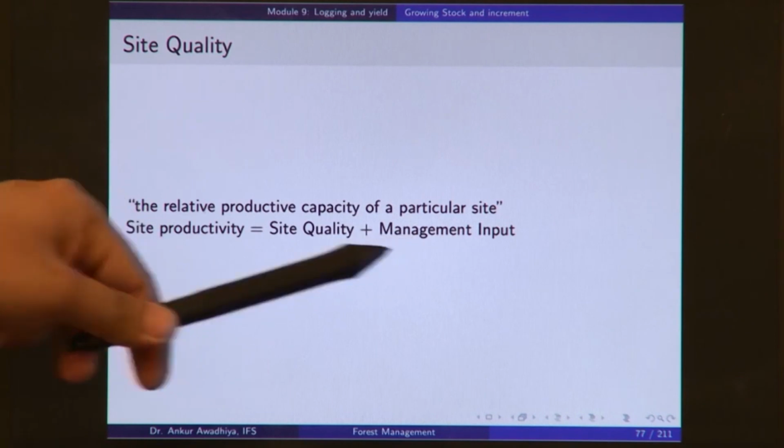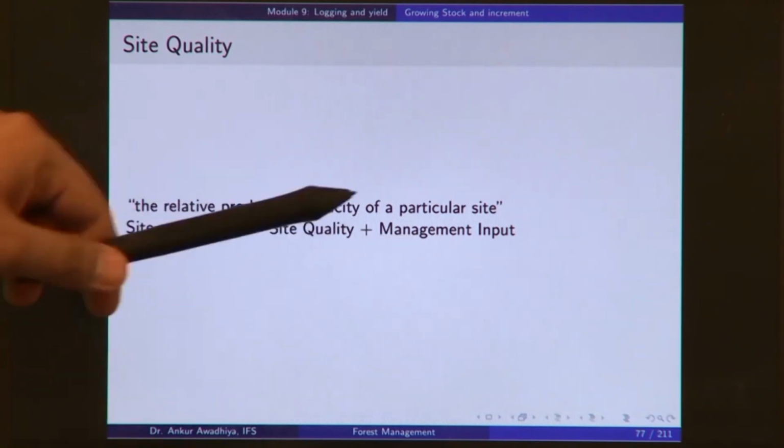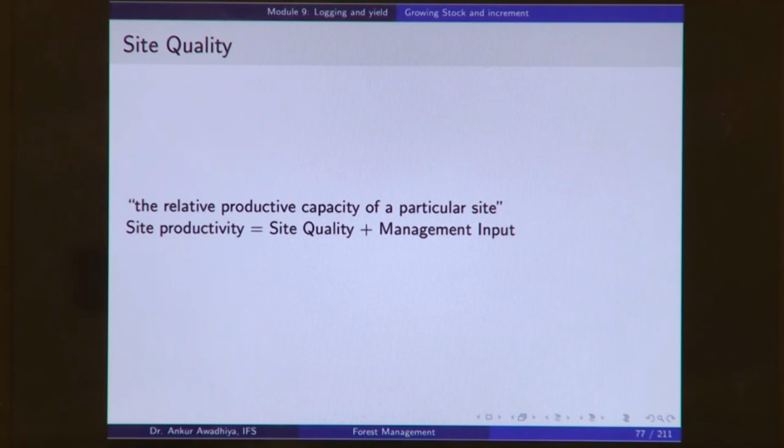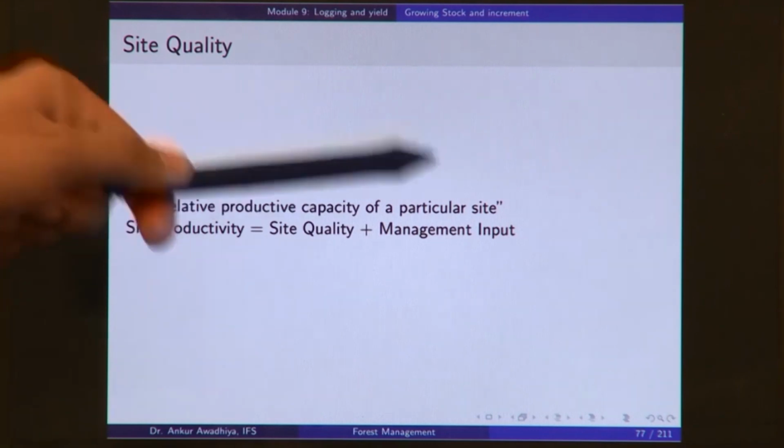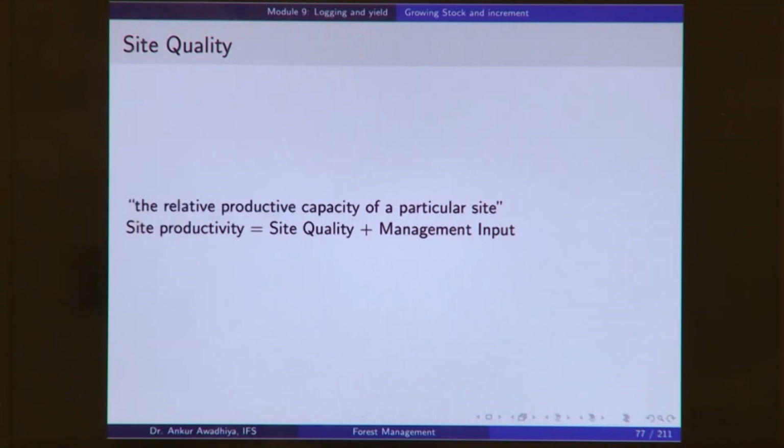But if we only talk about the site quality, if we do not do any management input, we are not increasing the fertility of the soil, we are not going with any plantations, we are not doing scientific thinning. If you only consider the intrinsic quality, that will determine the relative productive capacity of any site. We are not talking about the absolute productive capacity. The absolute productive capacity will also be dependent on the management input, but if we just talk about the intrinsic qualities, we will be talking about the site quality.